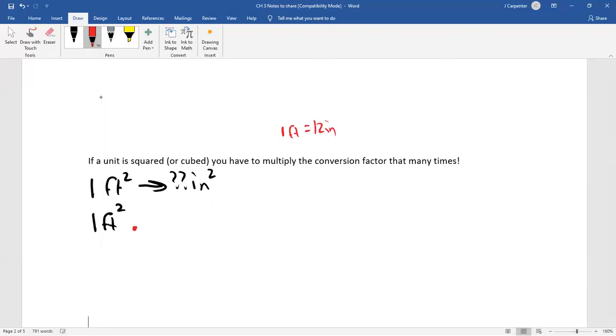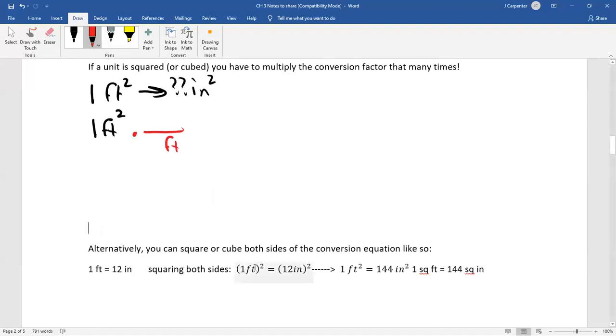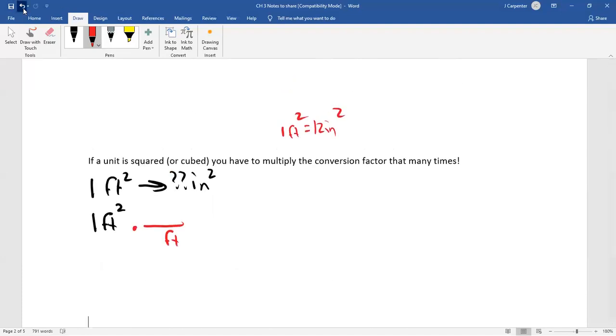So if we do this multiplier, out with the old, our feet were in the top, so we have to put the feet in the bottom. And you might say, oh, let me just put squares on both of these. And that's not how squaring things works. You'd have to square both sides, which is what you see down below, but let's ignore that for now. So that's not true. It's 1 foot is 12 inches. So out with the old, feet are gone, inches in the top, that'll be the new. 1 foot is 12 inches.